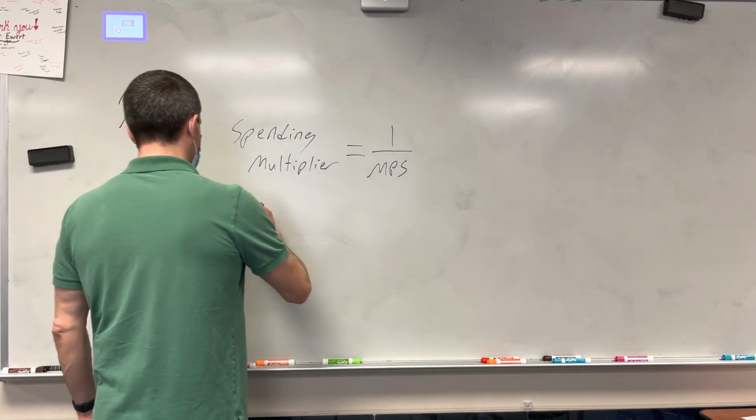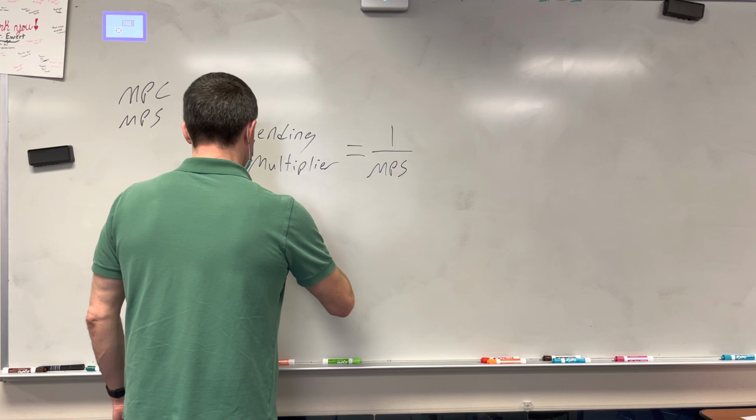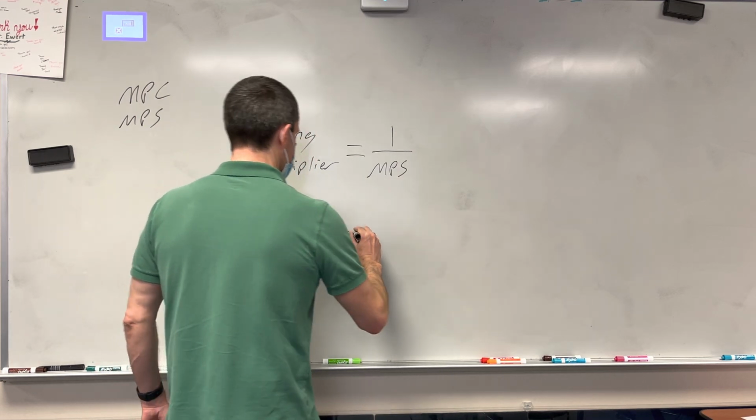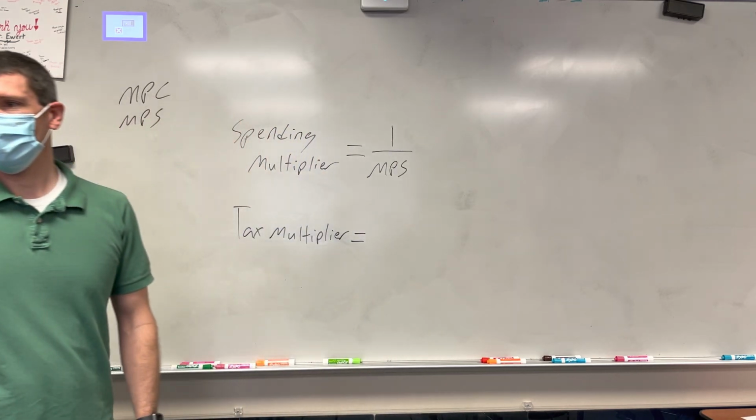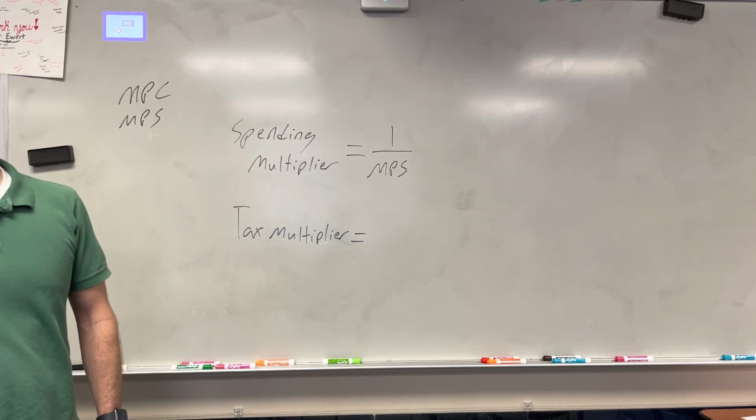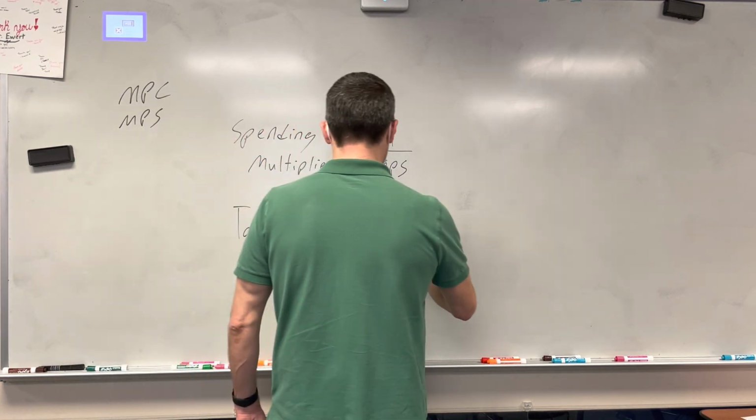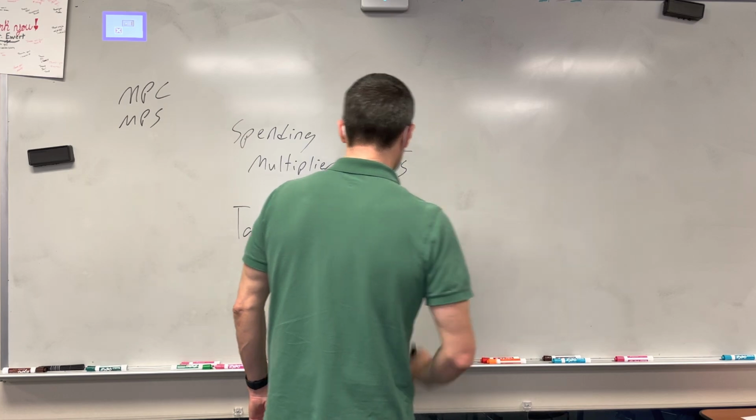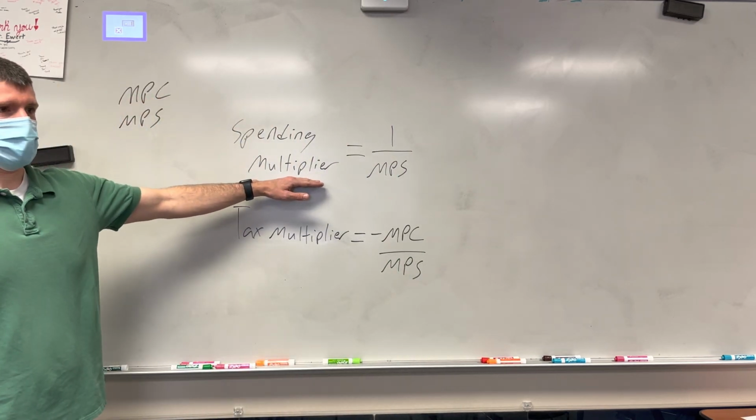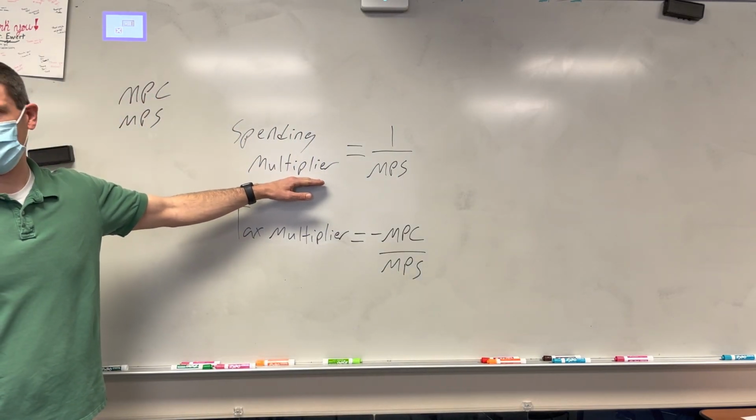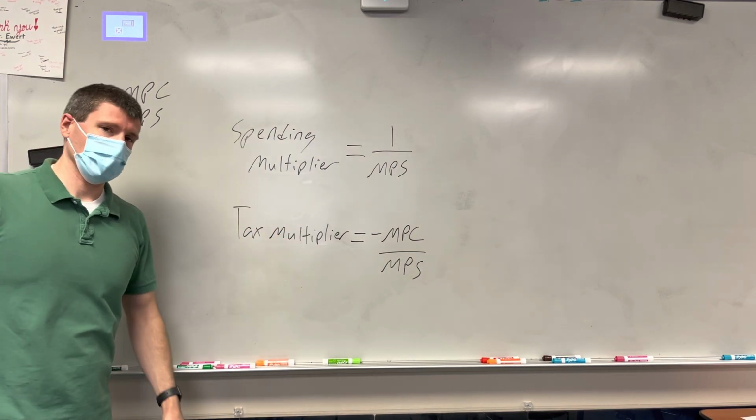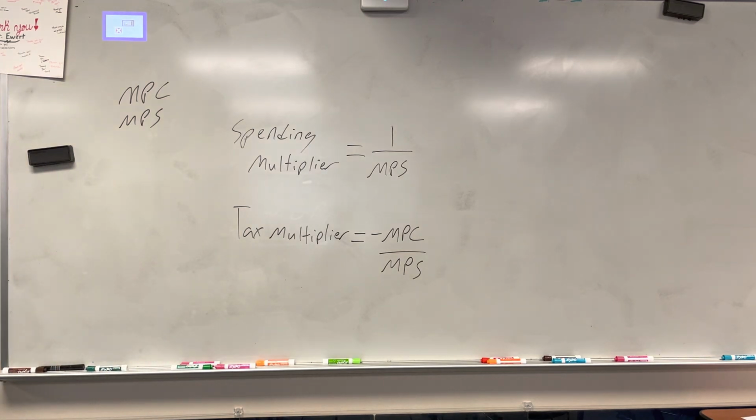And then you have the tax multiplier. We use the tax multiplier if we're talking about a change in taxes. That's equal to negative MPC over MPS. Spending multiplier is for a change in spending, and it doesn't have to be government spending. It could be consumption or investment or net exports. We use the tax multiplier when we're talking about a change in taxes that the government is increasing or decreasing.